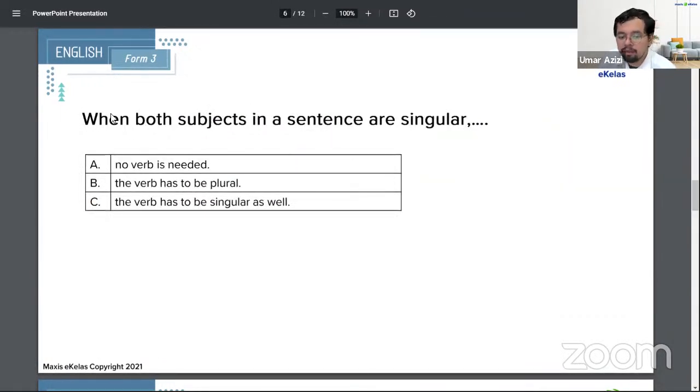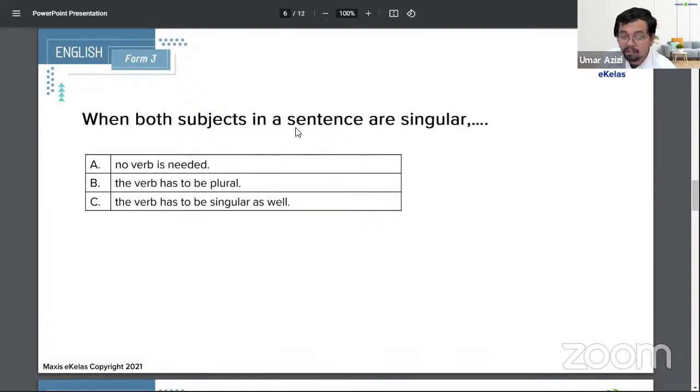So, when both subjects in a sentence are singular, when we're talking about two things in a subject that are singular, is it A, B, or C? Is it A, no verb is needed? Is it B, the verb has to be plural? Or is it C, the verb has to be singular as well?